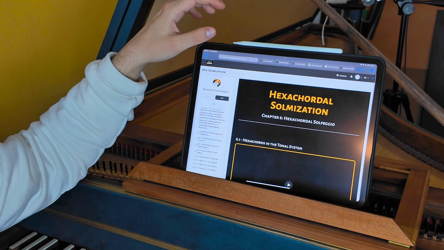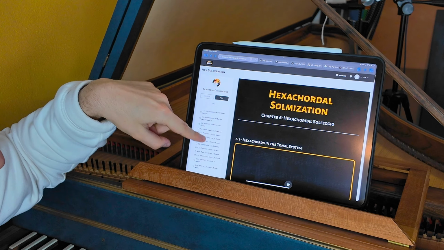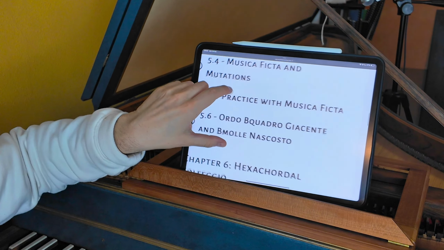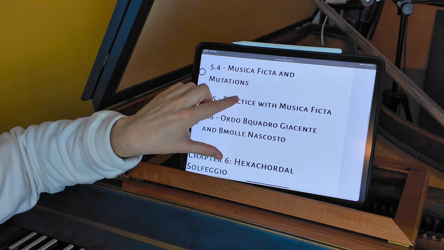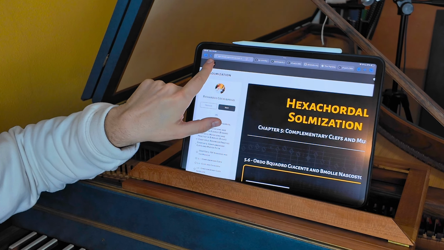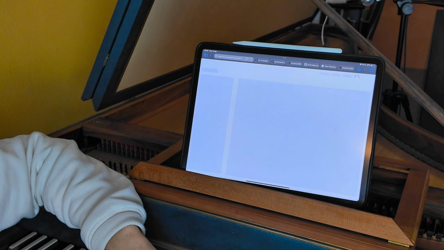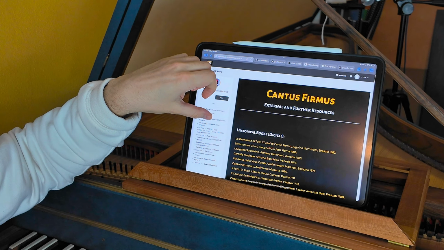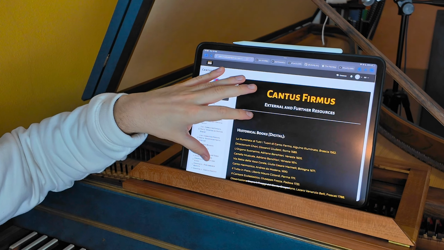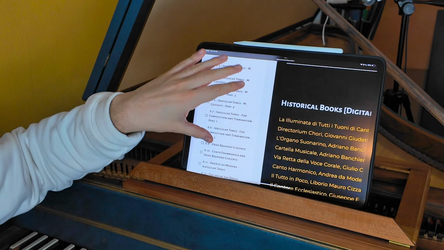So to answer this question, there is the lesson about the Ordo Bquadro Giacente, which is in the Musica Ficta section, chapter 5, Ordo Bquadro Giacente and Ordo Bmolle nascosto. So you review lesson 5.6, but besides this, we have to go to the cantus firmus level. In the cantus firmus course, we are in irregular tones, toni irregolari. There are a lot of things here. It's incredible how here you can really learn music as in the Renaissance.